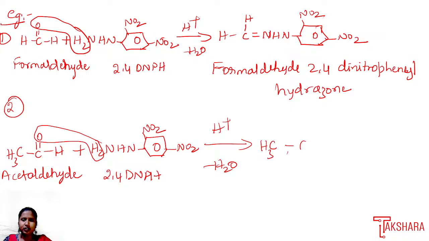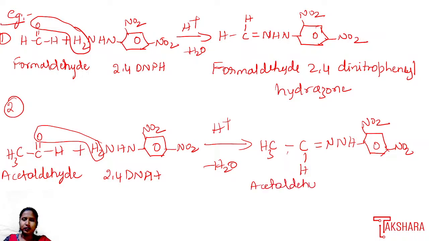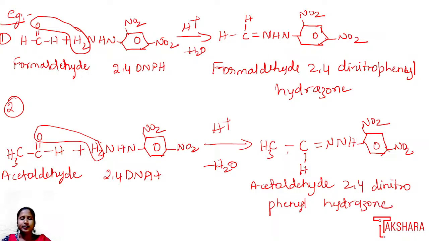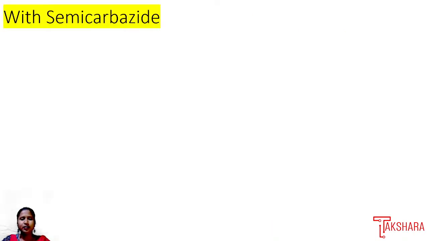CH3 C hydrogen atom and double bond N H phenyl ring, and here NO2 group, NO2. So the product name is acetaldehyde 2,4 dinitrophenyl hydrazone. Phenyl hydrazone we call it. So next let us consider the next example.